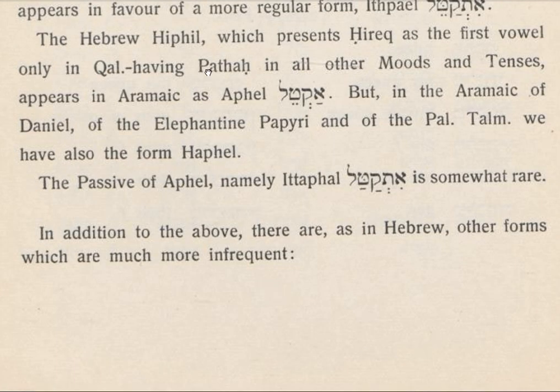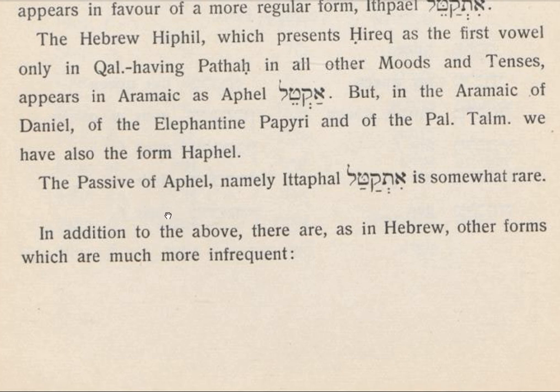The Hebrew hifil, which presents chirek as the first vowel only in kal, having patach in all the other moods and tenses, appears in Aramaic as afel, aktel. But in the Aramaic of Daniel, of the Elephantine Papyri, and of the Palestinian Talmud, we also have the form hafel.